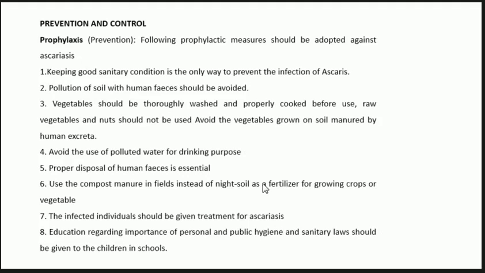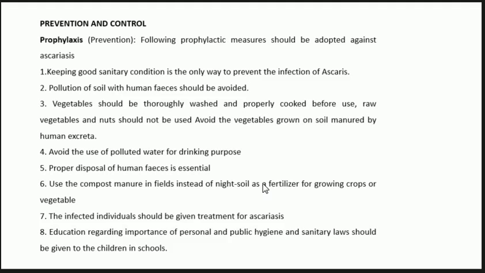Now, how to prevent or control? Prophylaxis. The following prophylactic measures should be adopted. Keep good sanitary conditions, which means every time you take vegetables, they should be washed properly and thoroughly. You should not consume anything which is taken directly from the soil. You should wash it properly or clean it properly. This is the first thing you can do to reduce the infection.